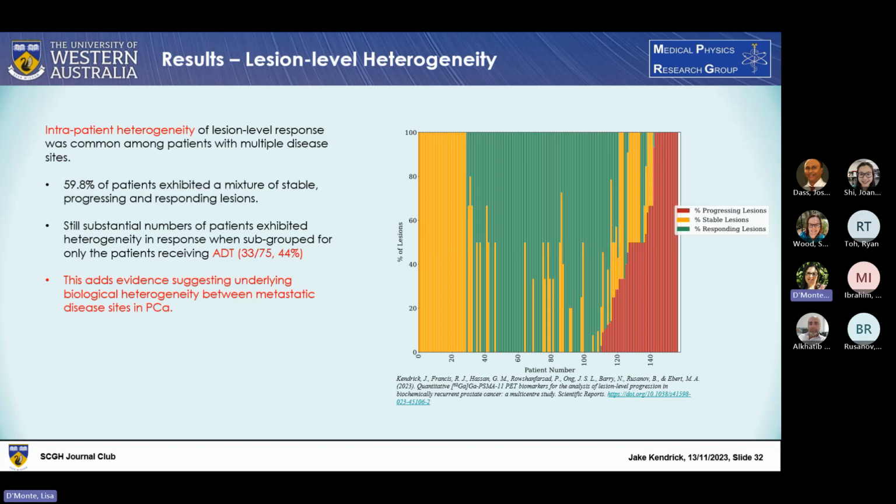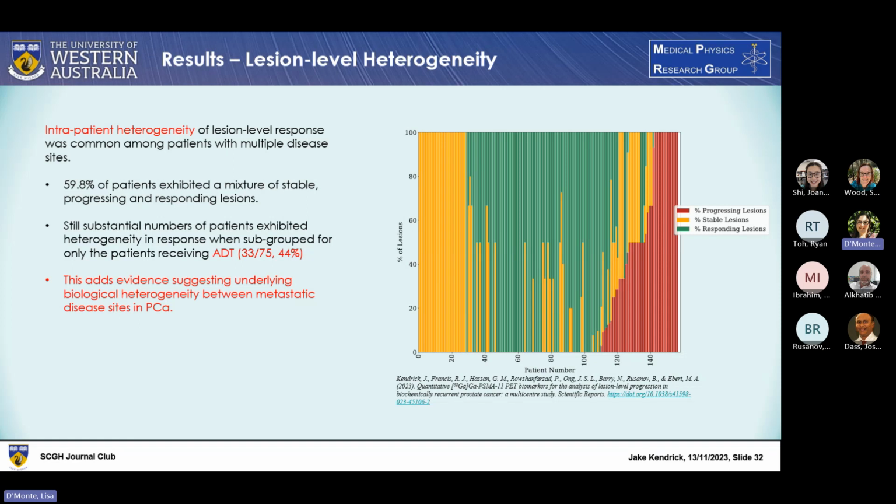Okay, so we'll talk a little bit about intra-patient heterogeneity, and we're coming towards the end here, so we'll leave some time for questions. So intra-patient heterogeneity, so response within patients with multiple disease sites, was found to be quite common. So, for example, 60% of patients with multiple disease sites exhibited a mixture of stable, progressing, and responding lesions. Okay, so within the same patient, very common to have scenarios where lesions are responding differently.